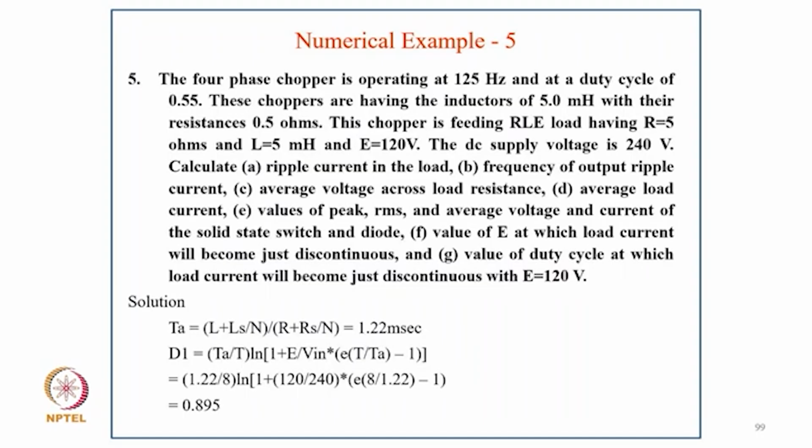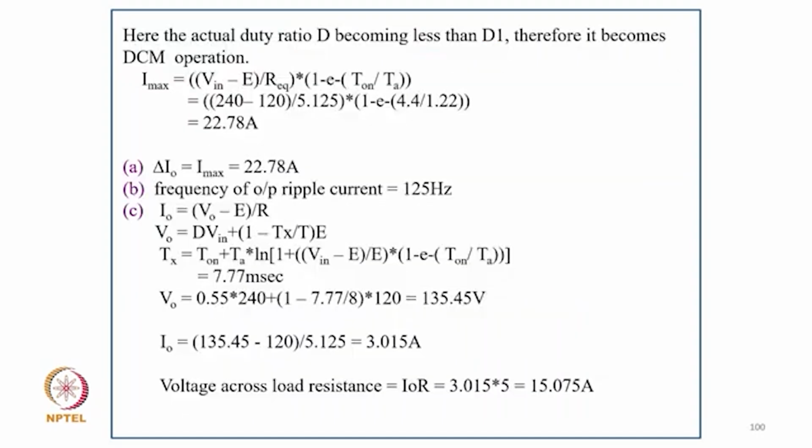So calculating the equivalent tau, putting the value, Ls plus Ls upon N divided by R plus Rs upon N, it's 1.22 millisecond, and D1 typically comes here 0.895. So hence the actual duty ratio becomes less than D1. So therefore it becomes DCM.